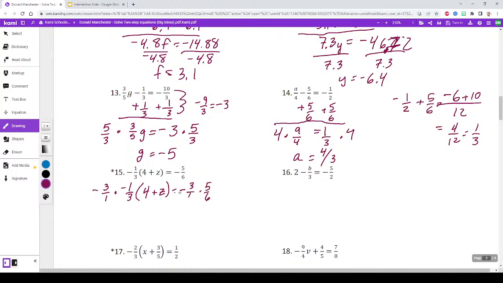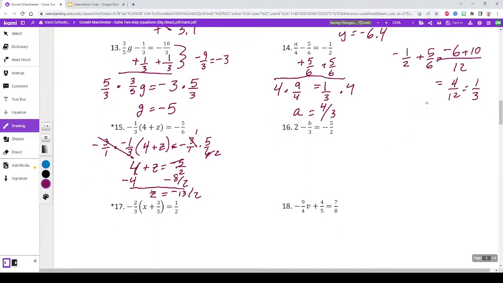And what that's going to do for me is get rid of the coefficient out in front here, and we'll have 4 plus z equals, that's a 1, that's a 2, negative 5/2. And now we can subtract 4 from both sides, but subtracting 4 is the same as subtracting 8 over 2. Common denominator, folks. And that's negative 13 over 2.